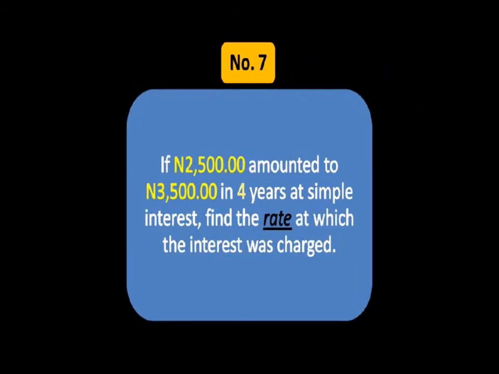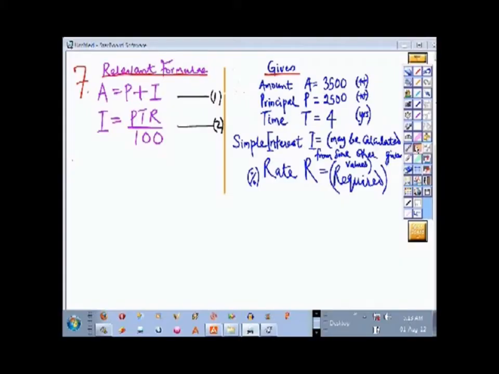If 2,500 naira amounted to 3,500 naira in 4 years at simple interest, find the rate at which the interest was charged. This question number 7 is a simple interest problem. And there are 2 relevant formulae for us to use.